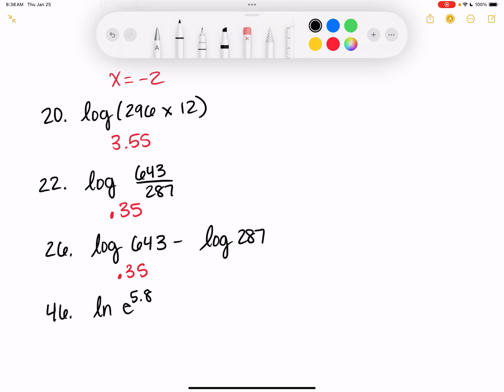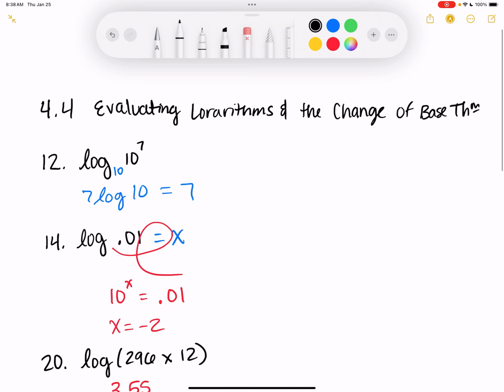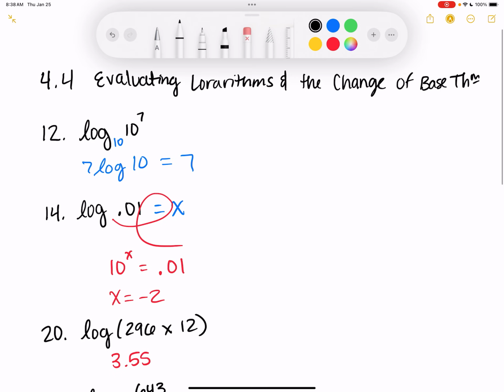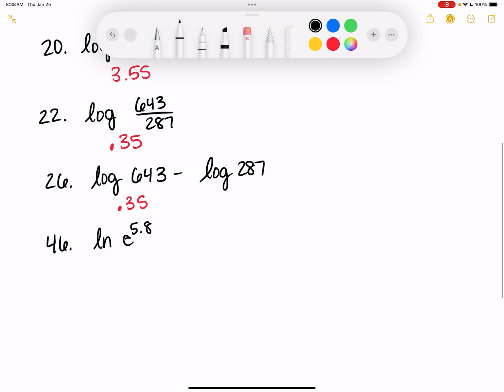So this problem is just like the first one that we did today, where we had log of 10 raised to the 7th. That one was a common log, so it was base 10, and it was of 10, so we said it's equal to the power. This one works the same way. This is base e of e, so this is going to be equal to 5.8.